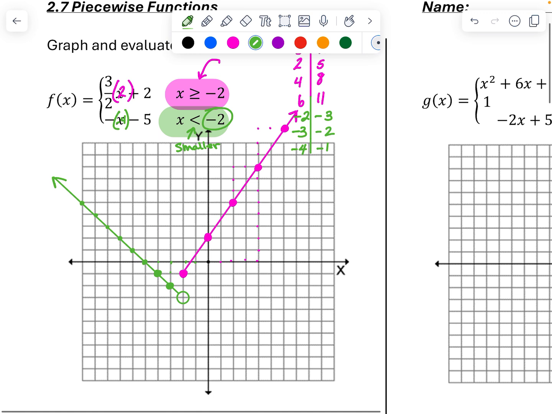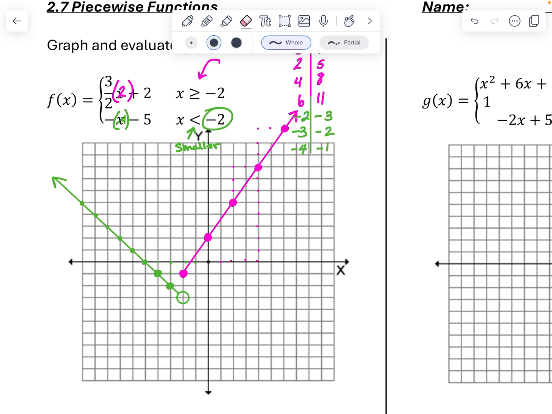So basically, because the inequalities center around the number -2, if I were to partition off the graph at -2, I'm going to have the piece of the first line, which is the pink line, and I'm going to have the piece of the green line. And so that is my graph.